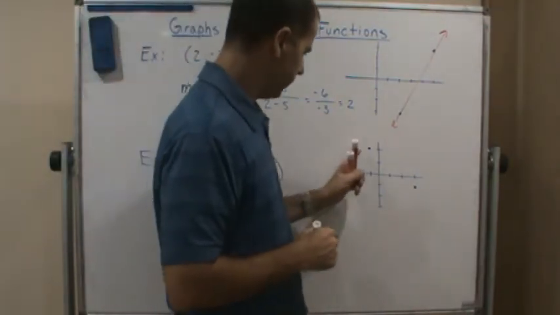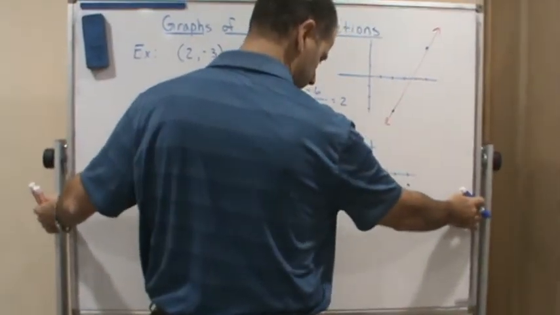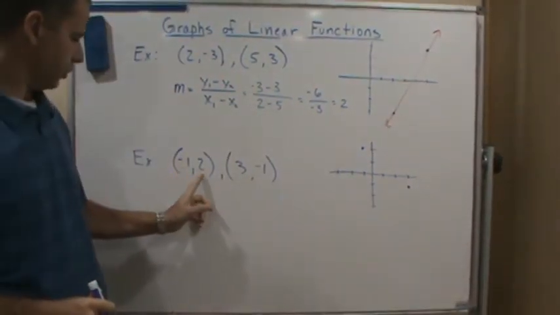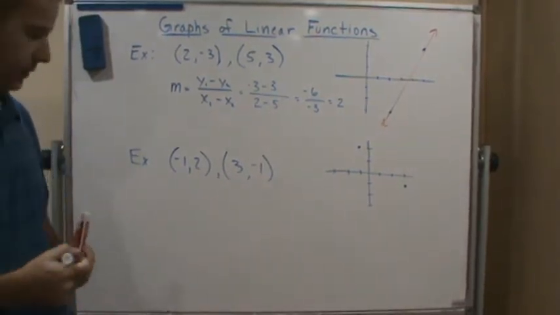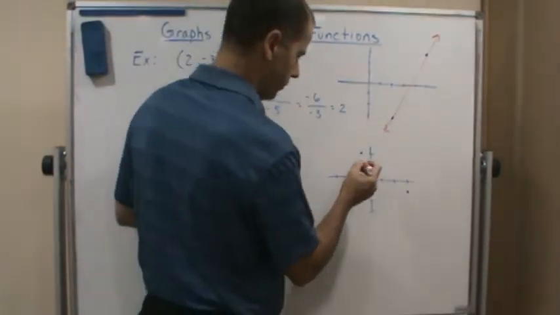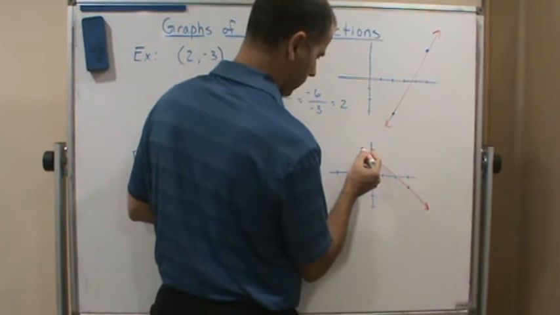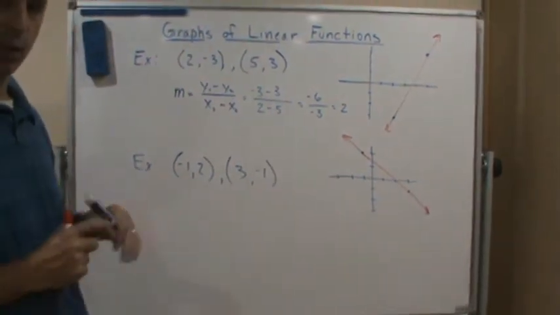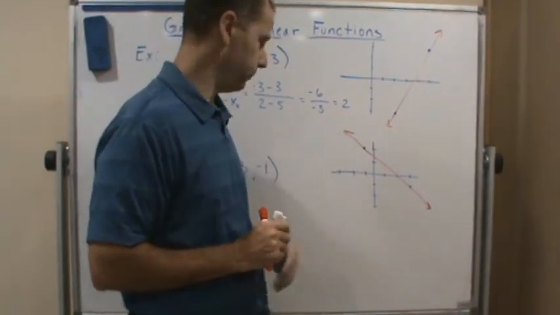Now here are these 2 points. We have these 2 points here, -1 and 2, and 3, -1. So we're going to do the same thing. Notice that I plotted these 2 points here, and if you connect them, you see that it has a negative slope going left to right, so the steepness goes down.